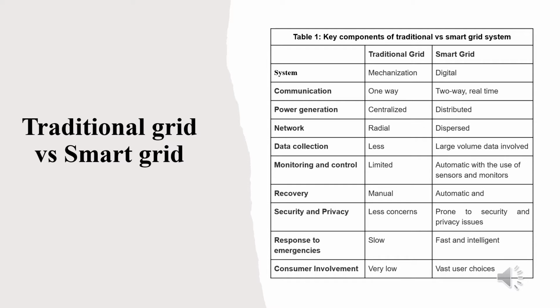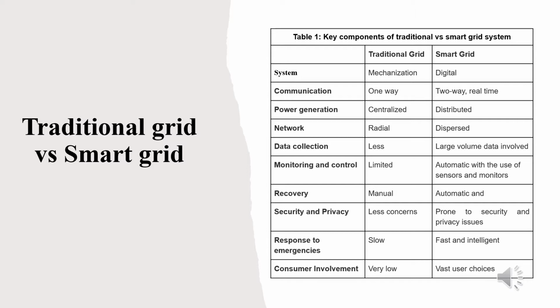And as it has a two-way communication system, smart grid power generation can be distributed and can connect different renewable sources at the same time, whereas the traditional grid is just one centralized option. For data collection, the traditional grid does not have a large volume of data involved, but the smart grid does, and with the data it understands what the demand is and tries to deliver that. With automatic sensors and monitors, it is easier to monitor and control the smart grid. For recovery from power outages or emergencies, the smart grid has an automatic option, but the traditional grid used to be manual.